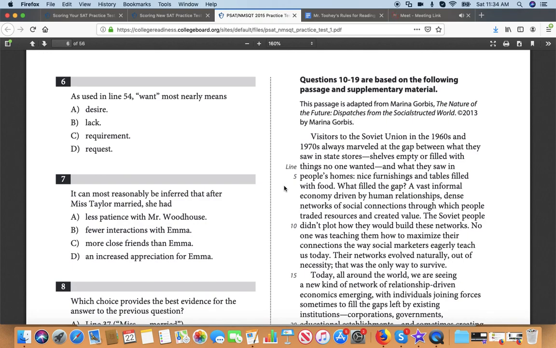Anyway, they say here, visitors to the Soviet Union marveled at the gap between what they saw in state stores. Do you know what state means here in this context? Not really. This is tricky. State has, and this is even, I know you know what I said. What's a state? You'd just be able to tell me, well, it's one of the 50 states. Yeah, okay. Like Alabama, Massachusetts, Michigan, whatever. State means government. Gotcha. Which is why we're talking about state stores.